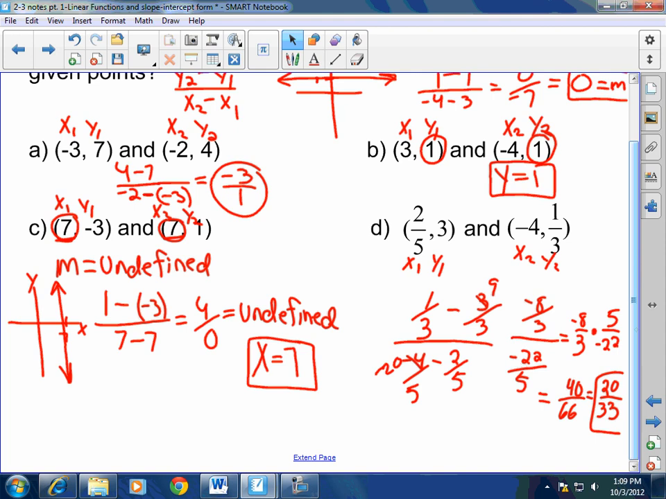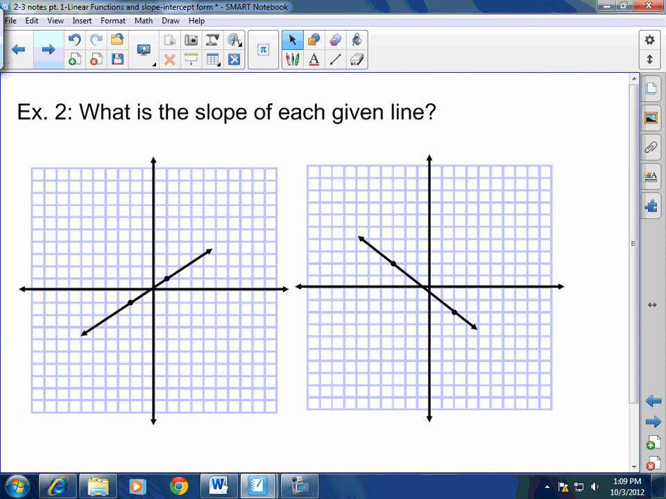Okay, so that's how you find slope when they give you 2 points. Very simple. You use the formula, you find your slope. What happens when they give you a graph or a line? Well, first thing you've got to do is find an exact point. Now let me explain what an exact point is, guys.